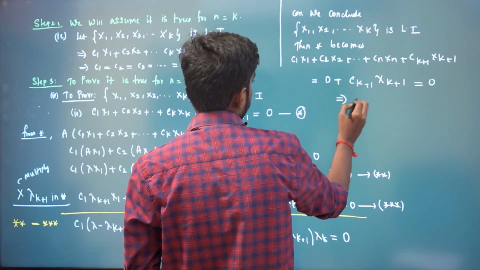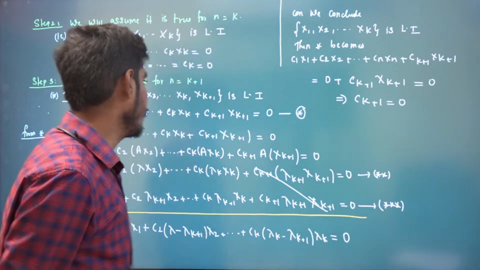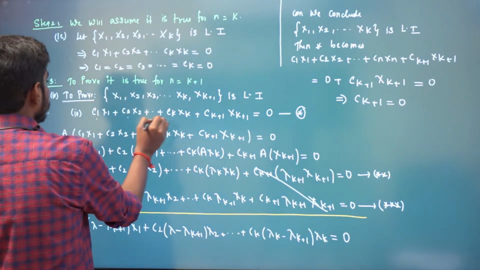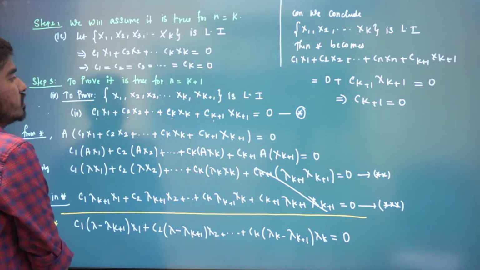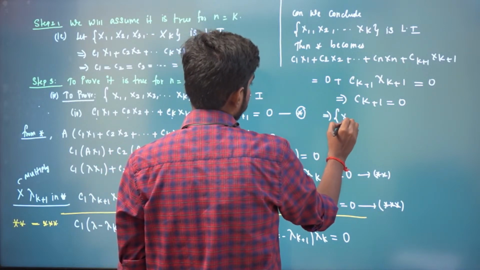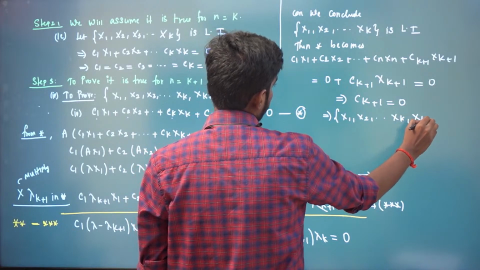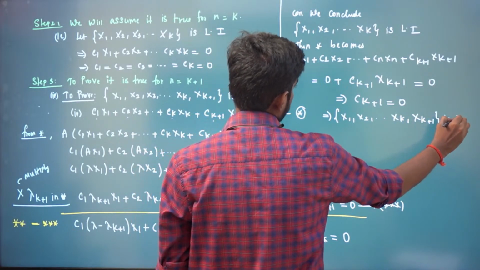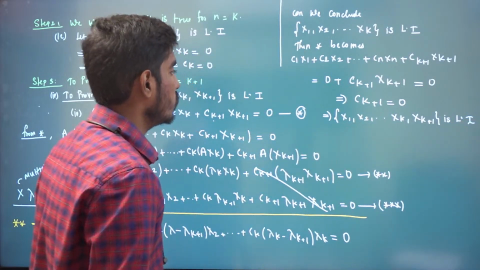This means our Ck plus 1 is also equal to 0. Already our C1, C2 and so on Ck are 0. Now we have put Ck plus 1 is also 0. So this implies our set x1, x2 and so on up to xk, xk plus 1 is linearly independent, right? So hence the proof.